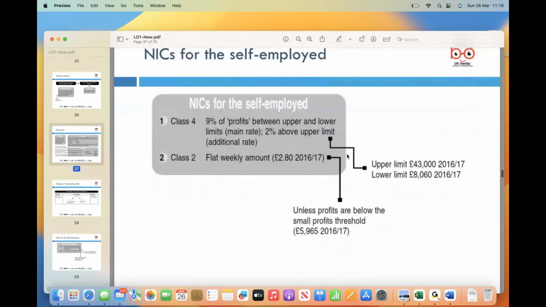So the upper limit is 43,000. Is it still the same rate? Any idea? Yeah, it's still the same, right? Yeah, okay.